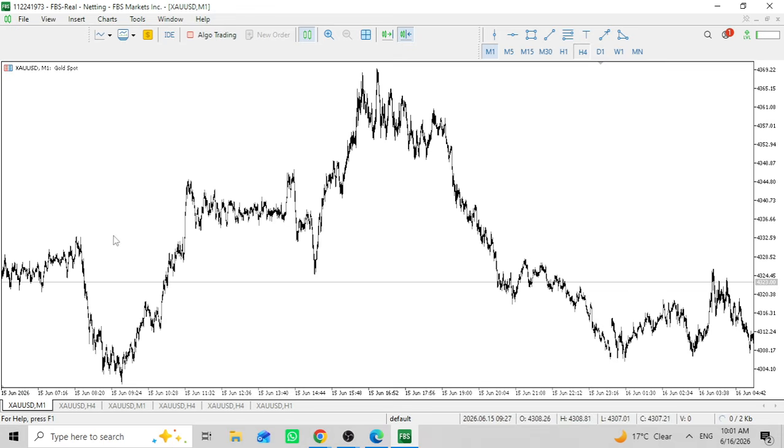So this is today's date, the 16th. I will be working with yesterday's data, which is the 15th.